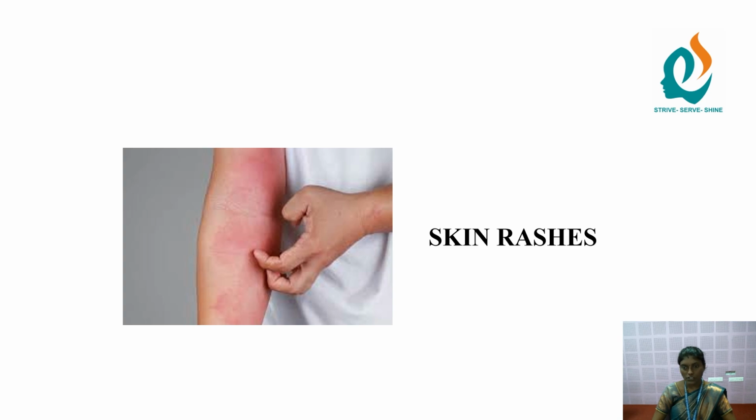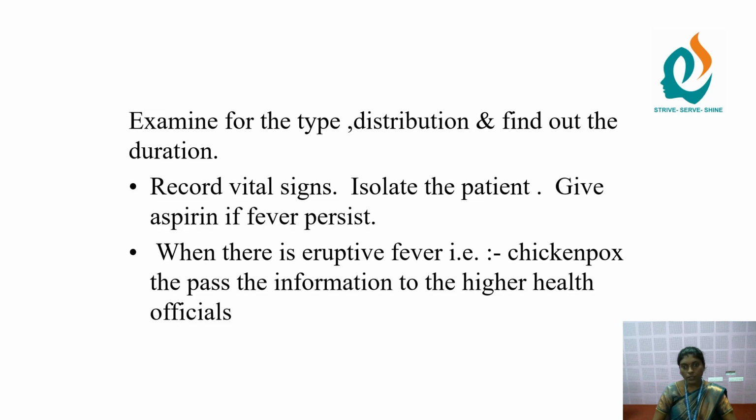Next one is skin rashes. In cases of skin rashes, examine for the type and distribution and find out the duration. Record the vitals, isolate the patient, and give aspirin if the fever persists. You have to isolate the patient with any skin rash, because it may spread to the next person also. When there is an eruptive fever, for example chickenpox, pass the information to the higher health officials.